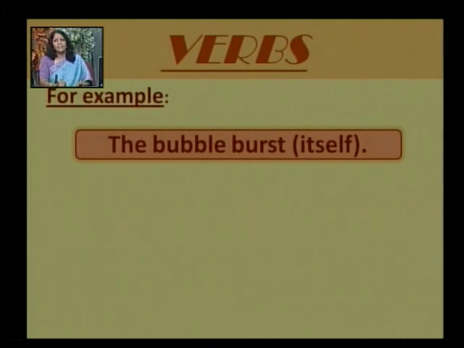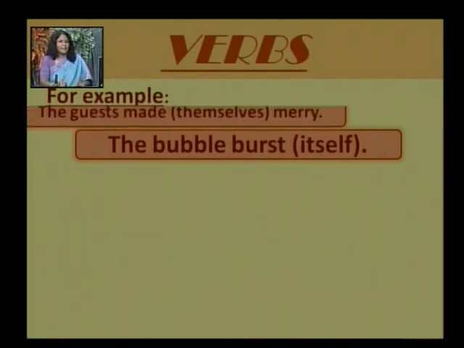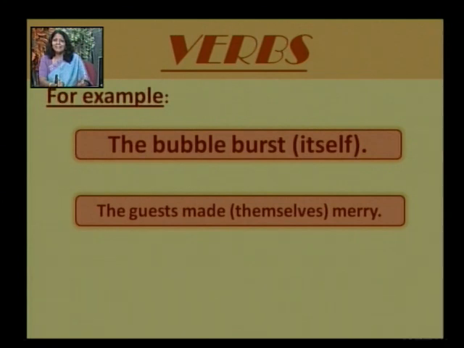Here you have a sentence phrase, the bubble burst. Now here, what is to be understood? Bubble itself. Now that is not specified, still it is to be understood. Next one, the guest made merry themselves.